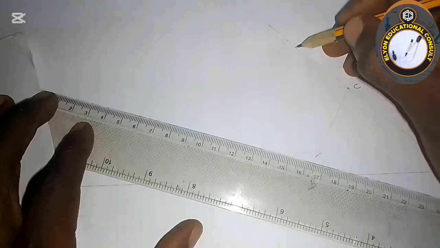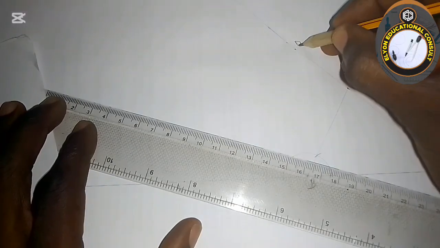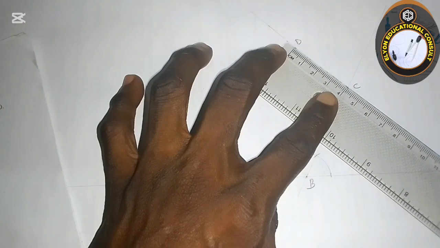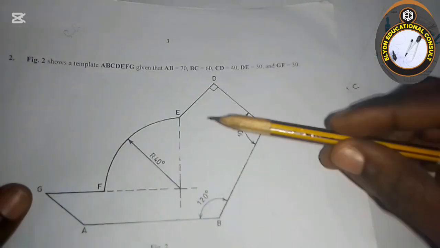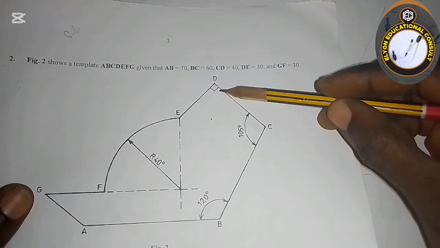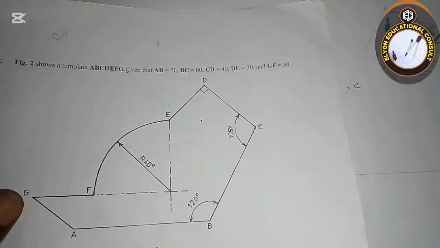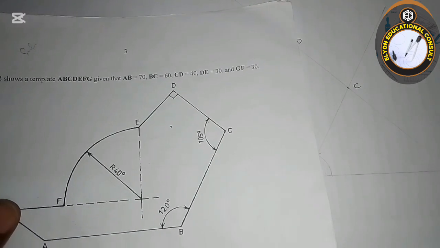So this is my D now, 40. So we call this part D, 40. Okay, so the next thing, this angle here is a right angle, so it's 90 degrees. So how do we do that?